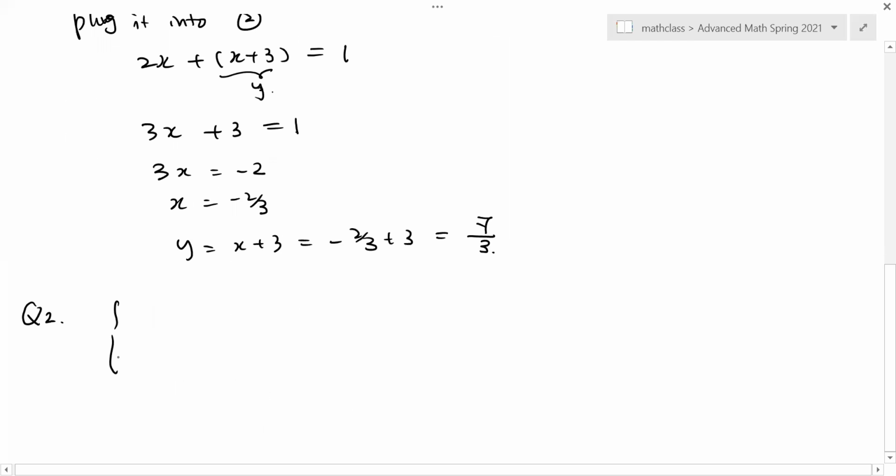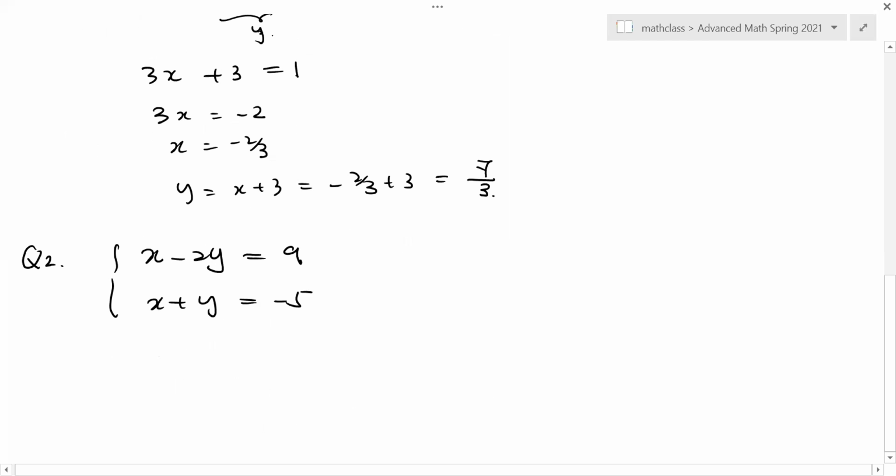So our next problem, for example: x minus 2y equals 9, x plus y equals -5. Please solve this using either method. You have two equations here, right? You can eliminate one variable immediately by subtraction, not addition.